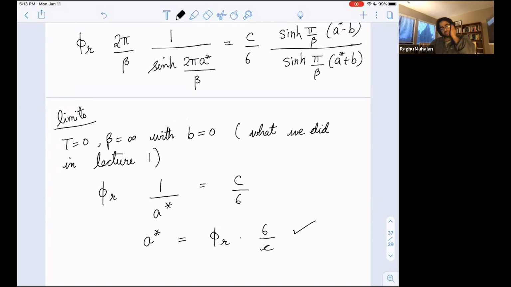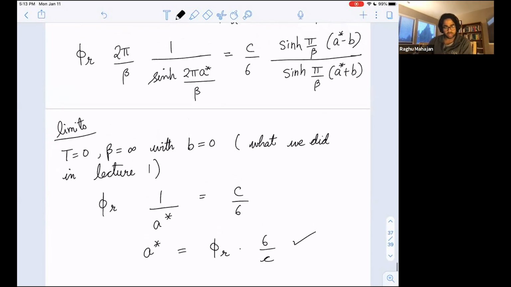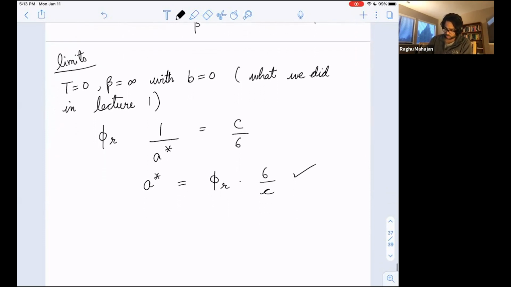But we don't want to be at zero temperature. We really want to understand some finite temperature physics, and what's going on. So the other limit we can take. Let me move this.